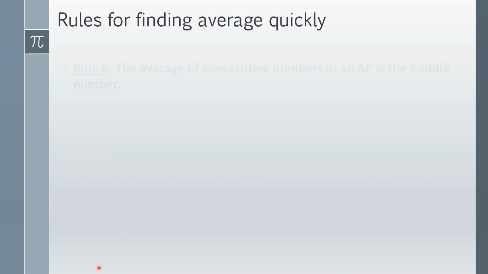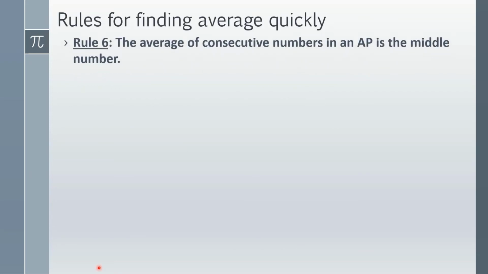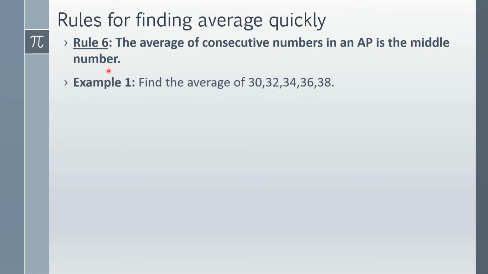Now we'll learn how to find the average of consecutive numbers. So the average of consecutive numbers will always be the middle number. We'll understand this rule with the help of examples. So we're asked to find the average of 30, 32, 34, 36 and 38. So here the average is going to be the middle number. Here the middle number is 34. There are 2 numbers to its left and 2 numbers to its right. Therefore the average is going to be 34.